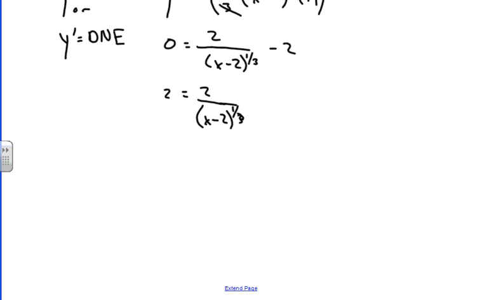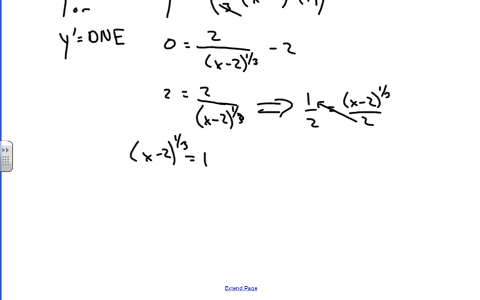And do my little algebra math magic. We're going to just flip them, or cross multiply, whatever you want to call it. But we can take this, and we have 1 equals (x minus 2) to the 1/3. Find out how I did that. You can go 1/2 equals this right here, (x minus 2) to the 1/3. Multiply 2 over there, so we get 1, and if you don't like the 1 right there, put the 1 right there. Okay, so we have that.